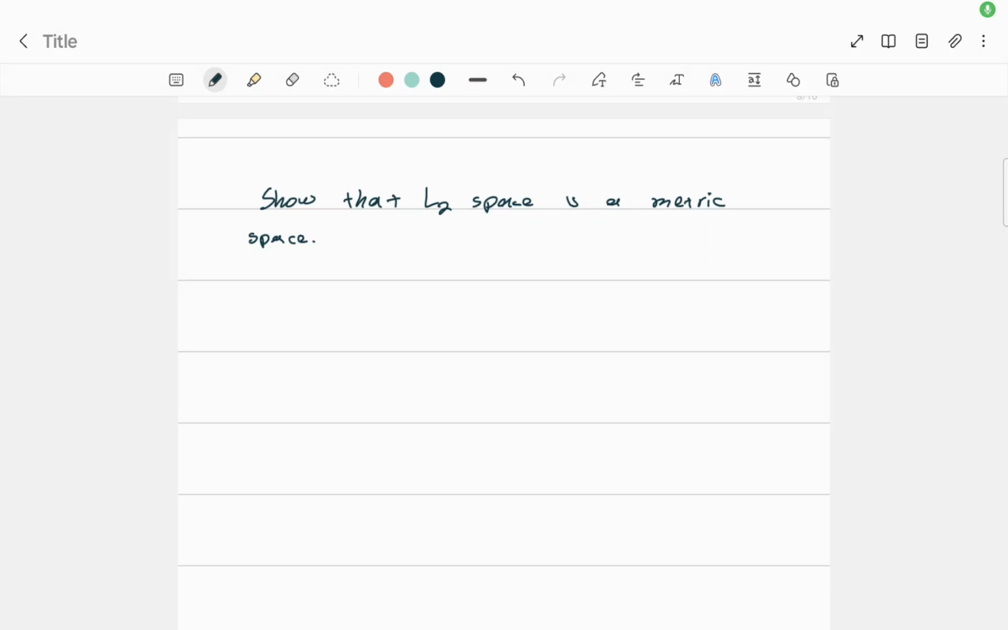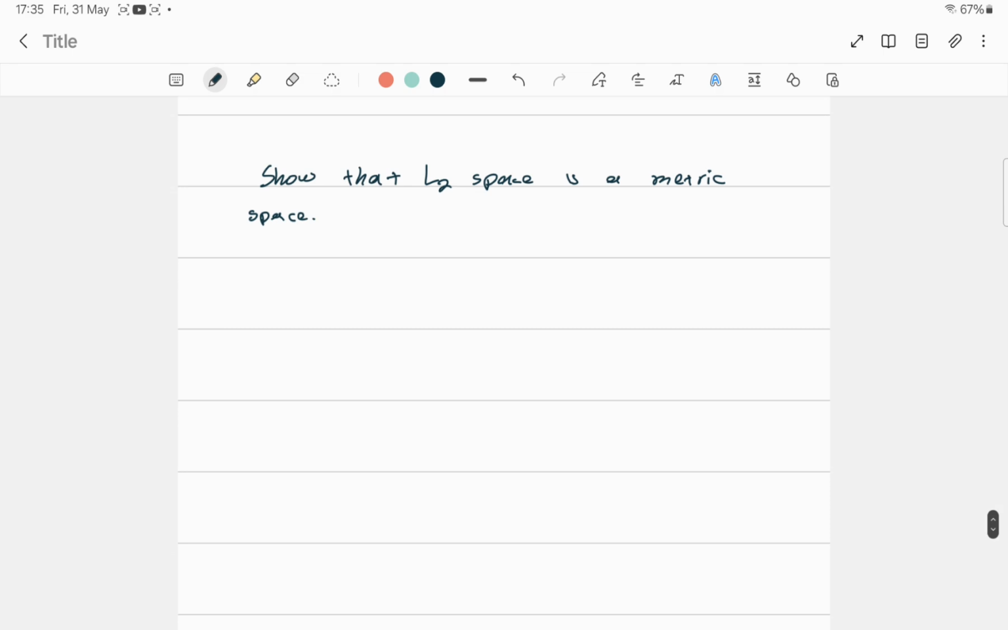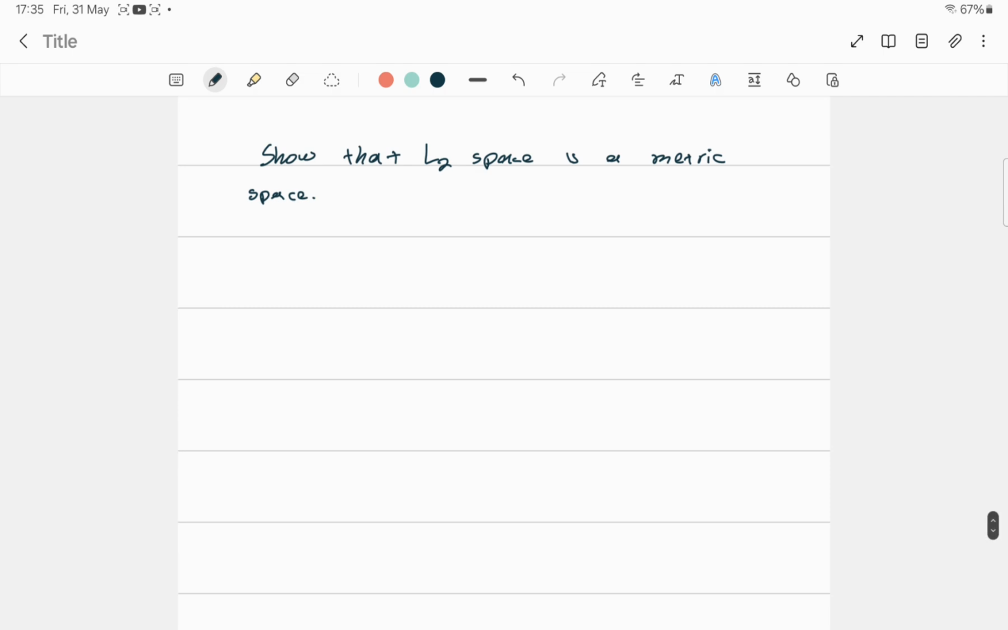In this video, we show that the L2 space, the space of square integrable functions, is a metric space. Before going to provide the proof of this, we denote some basic properties of metric spaces.